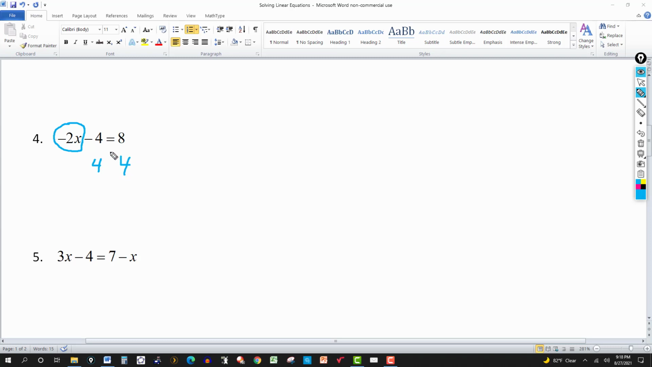And then combine. So what we're doing is isolating the term with the x so that we can eventually isolate the x or get the x by itself. So here then this will give me a minus 2x. The minus 4 and the 4 cancel. And then 8 and 4 is 12. So now I have a negative 2x is equal to 12.